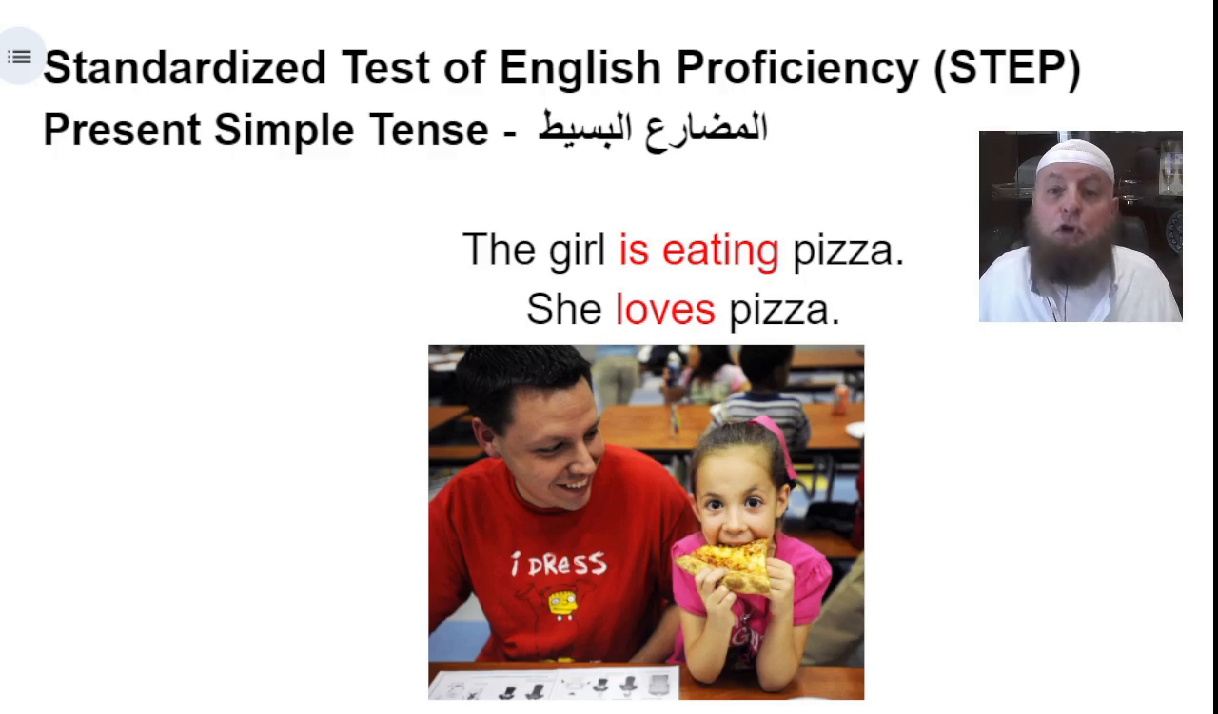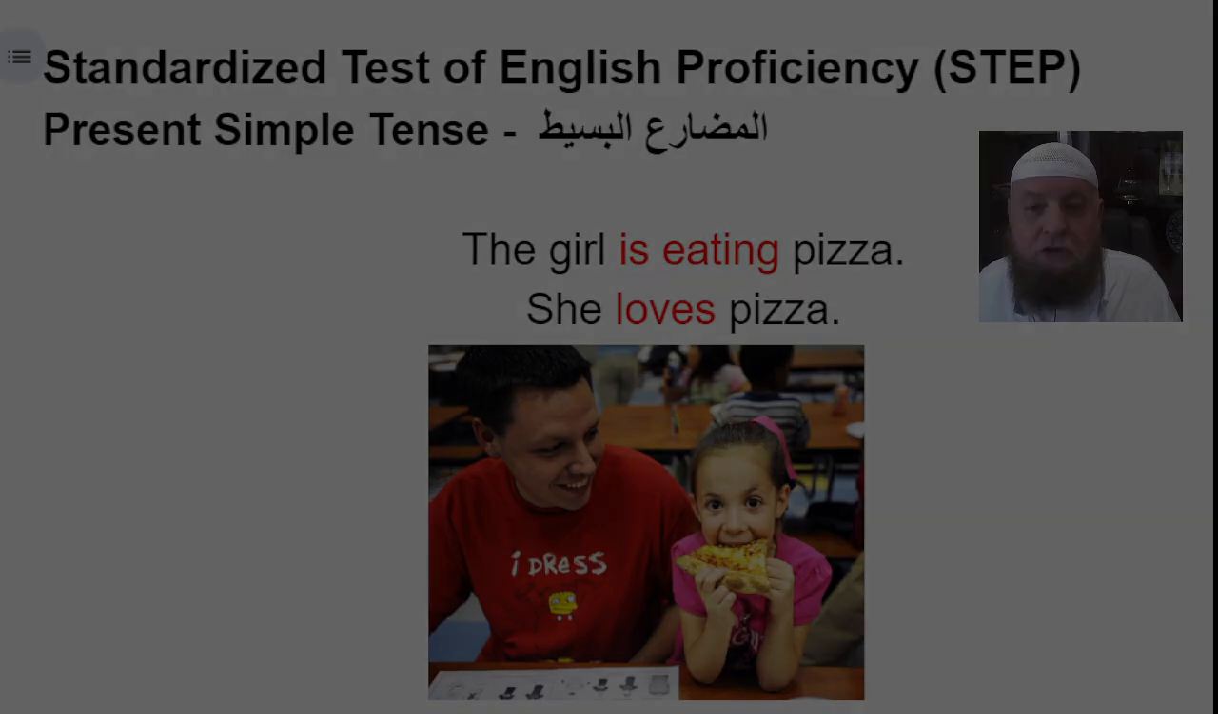If we say the girl is loving pizza, this means that in this moment, at this exact time, she loves pizza. So the present simple talks about repeated actions, actions that are habits, and actions that are generally true.